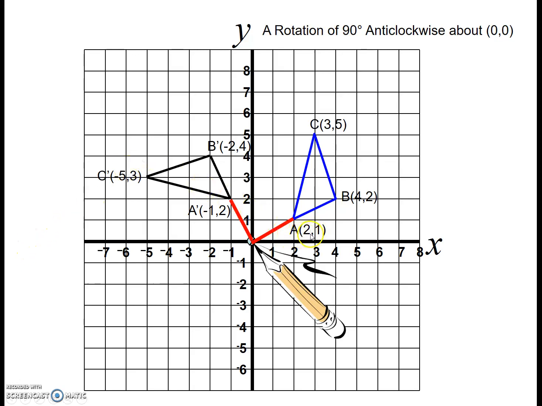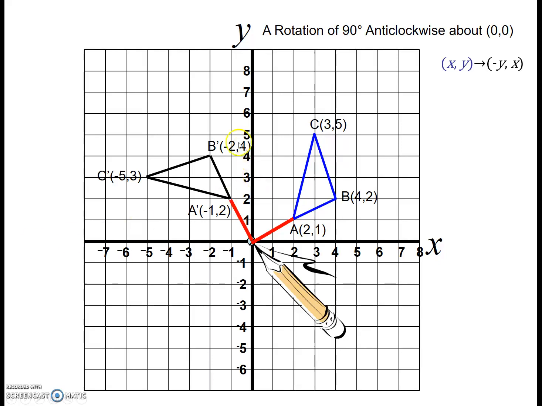If A is 2, 1, and A prime is -1, 2, I'm seeing, okay, those numbers have reversed, but that 1 has changed signs. So let's see if that happened to the other one as well. So if I have 4, 2, and I switch around, it becomes 2, 4. Okay, B prime did that, and the 2 became negative. Same thing happened for C prime. So this is one of our rules for a 90 degree counterclockwise. It's always going to become -y, x.